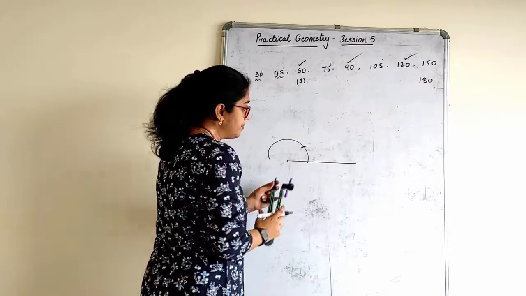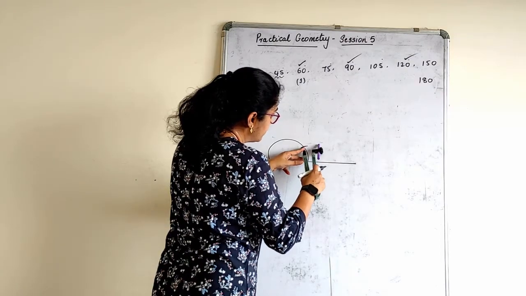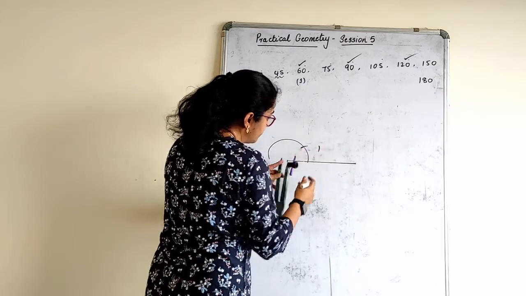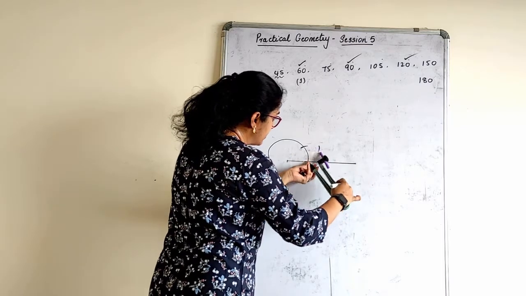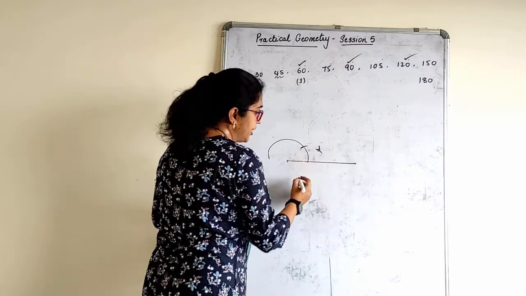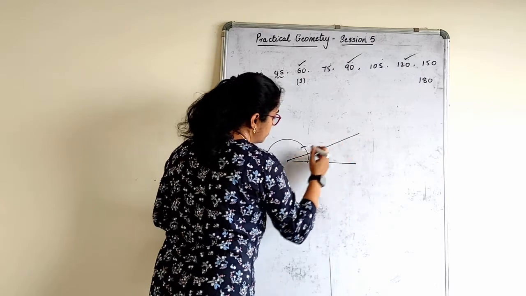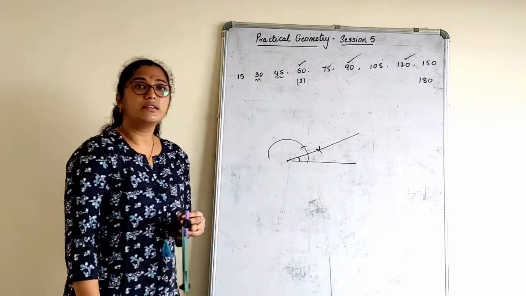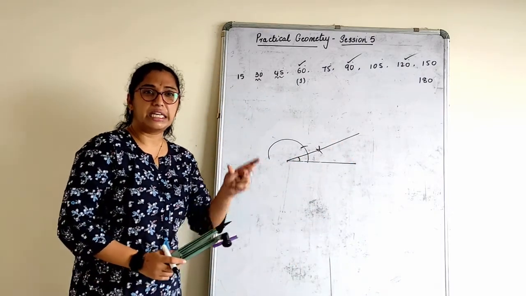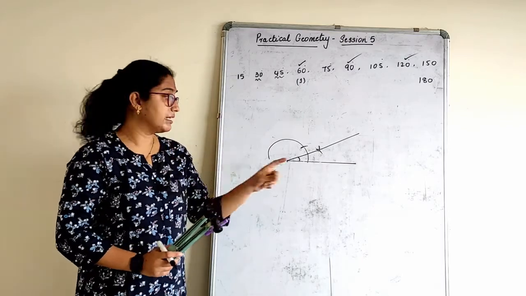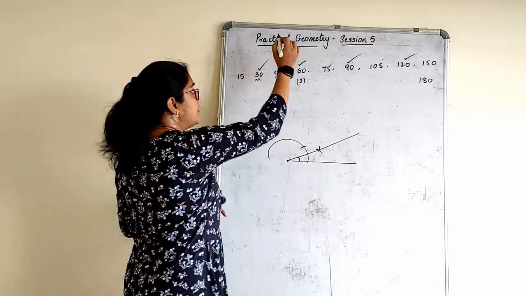From here, with the same radius, draw an arc. From here, with the same radius, draw an arc. Point of intersection. This angle is 30 degree. See, when you construct 60, half of that is 30 degree. 30 degree construction is done?